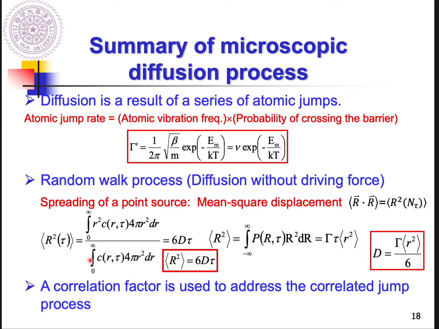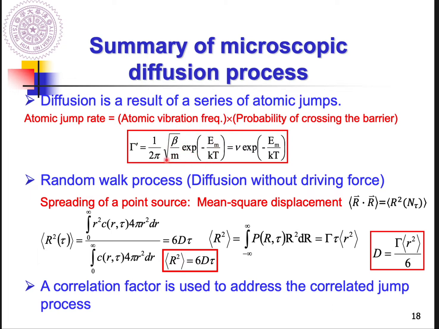Let's give you a quick review of the previous class. In the previous class, we finished the first section, talking about the thermally activated diffusion process. Based on quantum mechanics theory, we can estimate the atomic jump rate as the atomic vibration frequency times the probability of crossing the barrier.